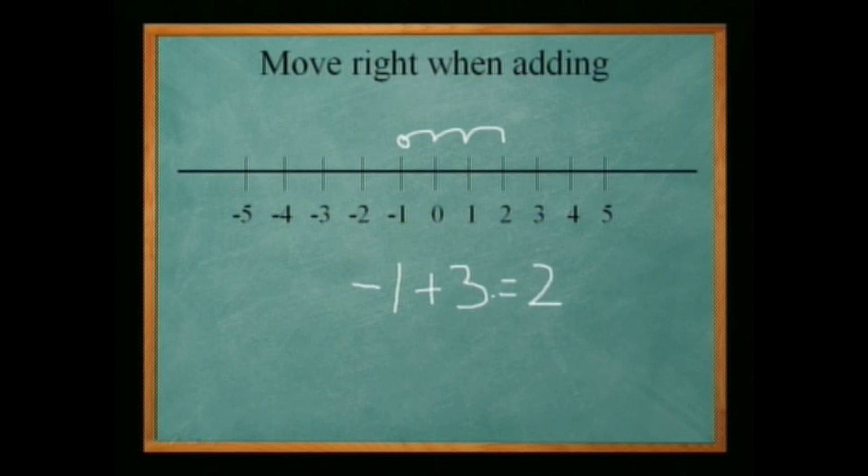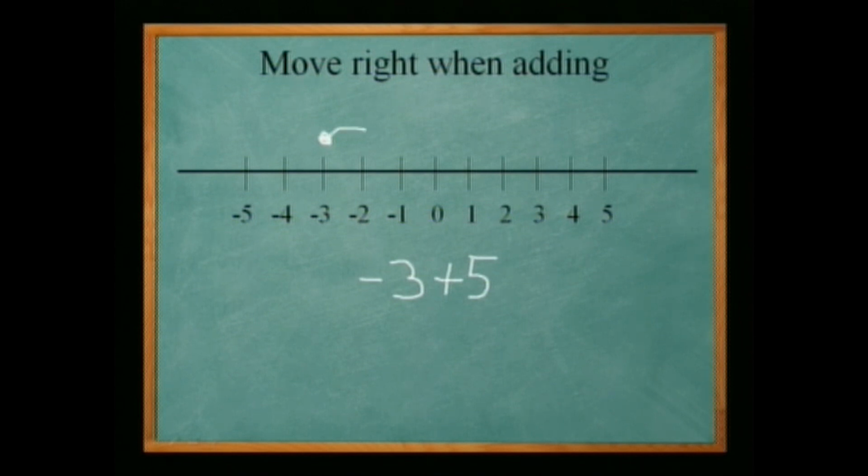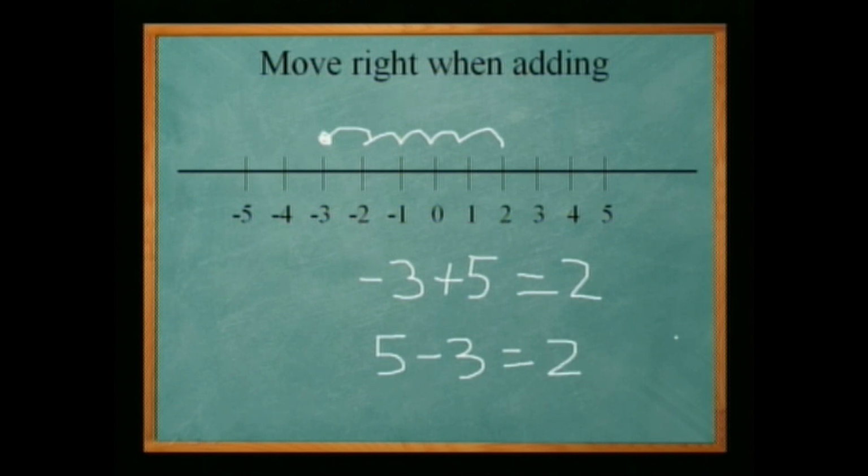I can also switch around to be 3 minus 1. It's going to be the same thing. I just basically changed the order of these two numbers. So 3 minus 1 is 2. You can also think of it as that. All right, let's take a look at negative 3 plus 5. So I'm going to start at negative 3. I'm going to move to the right 5 places: 1, 2, 3, 4, 5. So it's going to give me 2. And again, I can turn this around to be 5 minus 3, which makes it a little easier to understand. You get the same answer.